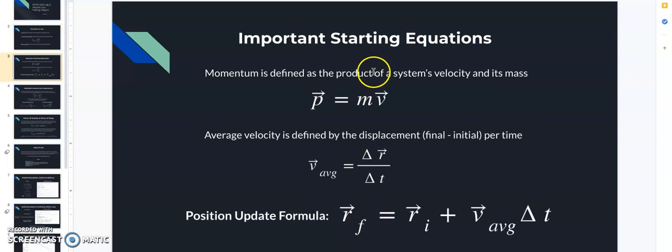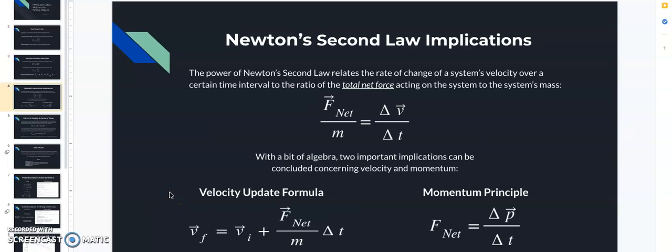A few important starting equations are the definition of momentum, which is the product of a system's velocity and mass. Average velocity is defined by the displacement over the change in time, and with some algebra we can get to the position update formula, which we will use in our model. A few implications of Newton's second law: since it relates the rate of change of a system's velocity over a certain time interval to the ratio of the total net force acting on the system to the system's mass, we can use some algebraic manipulation and get two important implications.